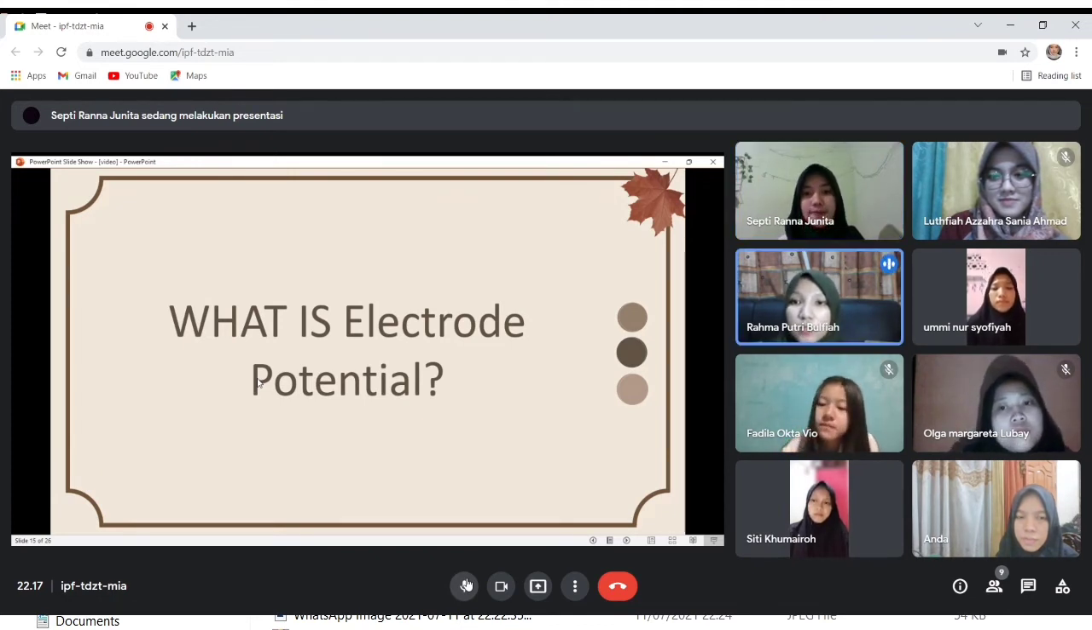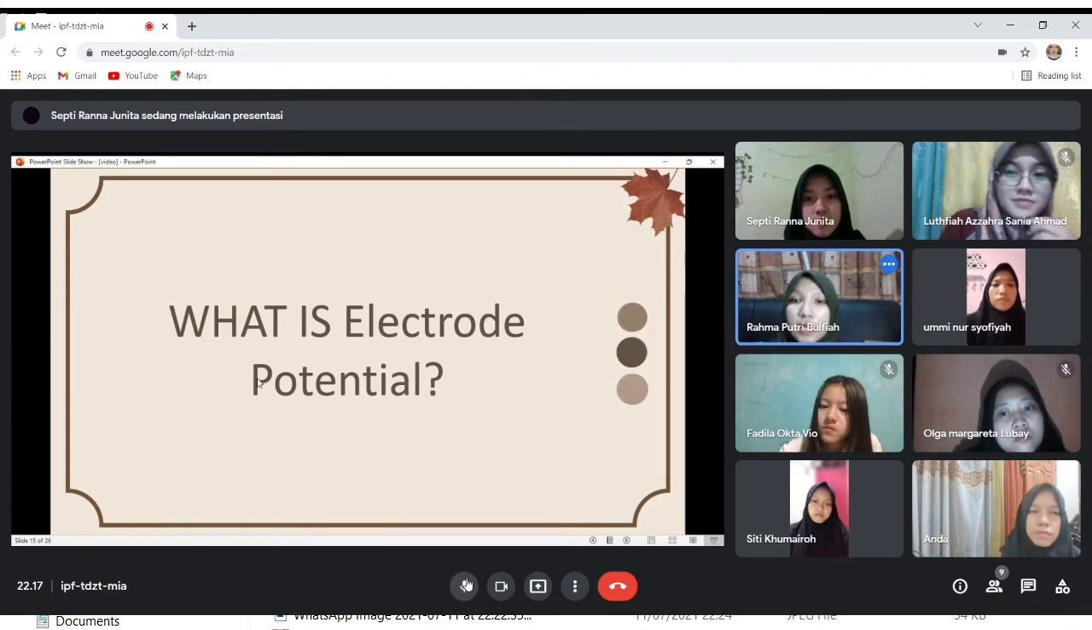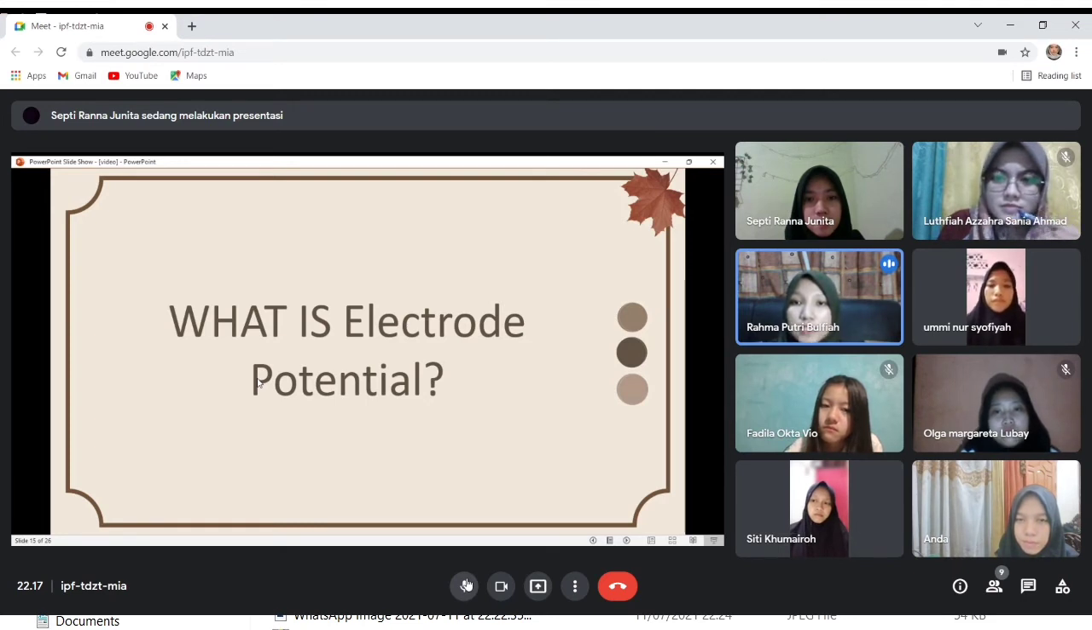So, electrode potential is the tendency of the metal to lose or gain electron when it is in contact with an electrolyte. When a metal is put into a solution of its ion, an electric potential is established between the metal and ions in solution.